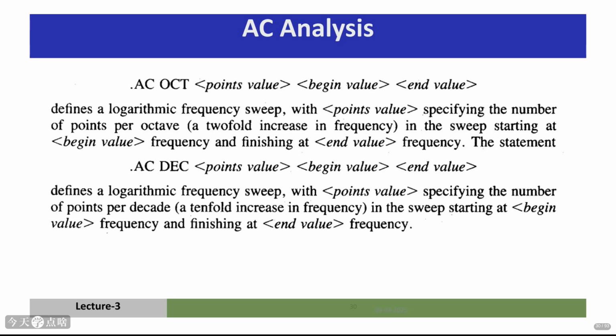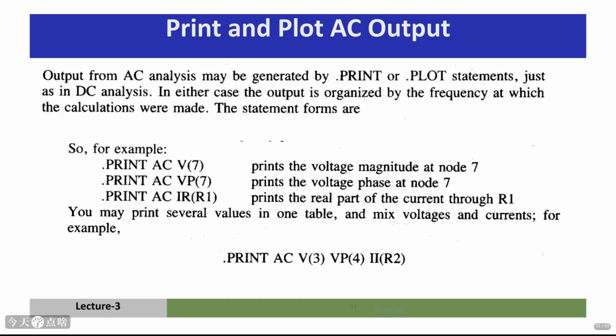An octave sweep, .AC OCT, divides the frequency range into intervals where each interval is twice the frequency of the previous one. You specify the number of points per octave. A decade sweep, .AC DEC, does the same but for intervals 10 times the frequency. Again, you specify the number of points per decade. These logarithmic sweeps are much more efficient for covering large frequency spans, like from 10 Hz to 100 MHz, because they concentrate more points where the frequency changes rapidly. Just like with DC analysis, you can use .PRINT AC or .PLOT AC statements to get the results of your AC analysis.